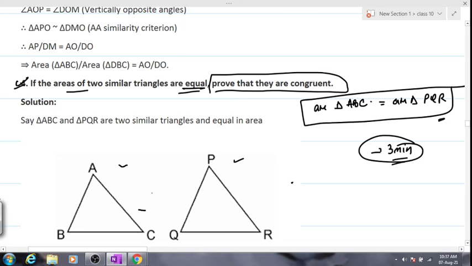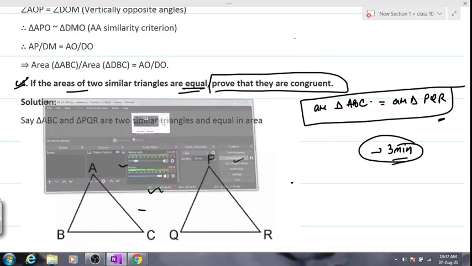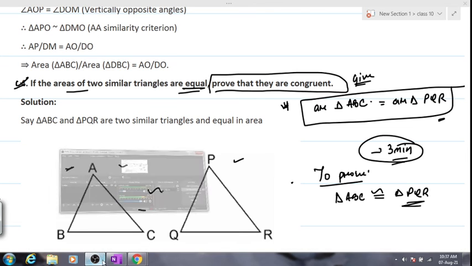But they have already told that these two triangles are similar. This numerical you'll have to do on your own, and you'll have to share your screen and show it to me. Is it clear to everyone what is actually given in the question? Please draw the figure, write the given part, and then write the to prove: triangle ABC is congruent to triangle PQR. I'm pausing the video so that you could try it.